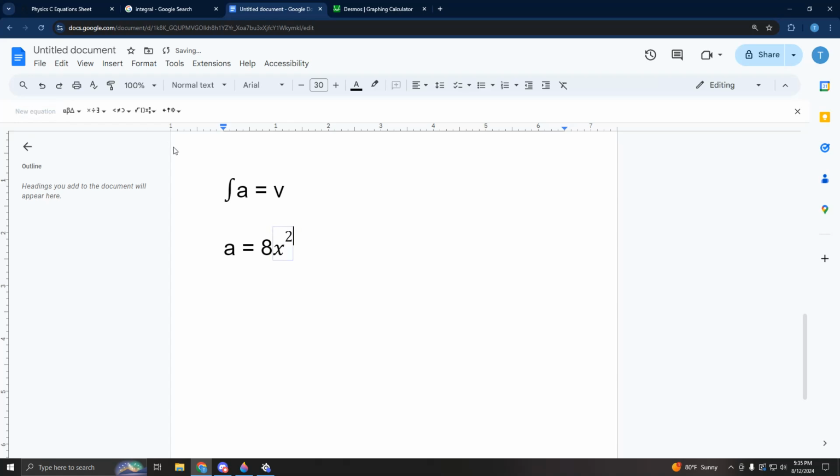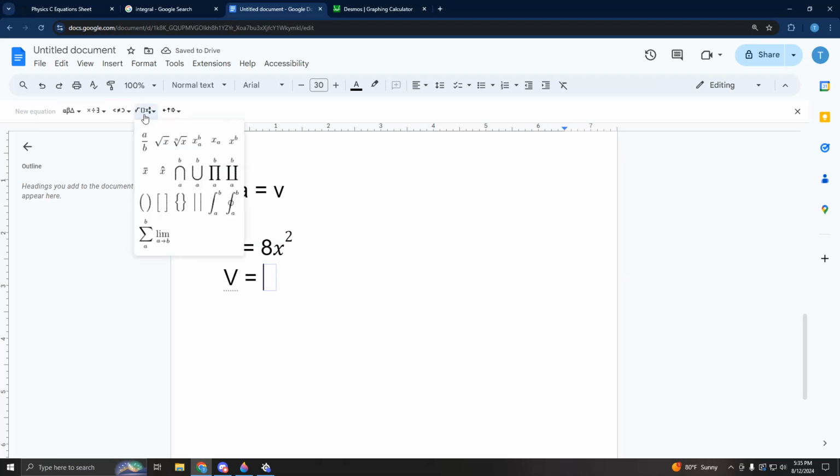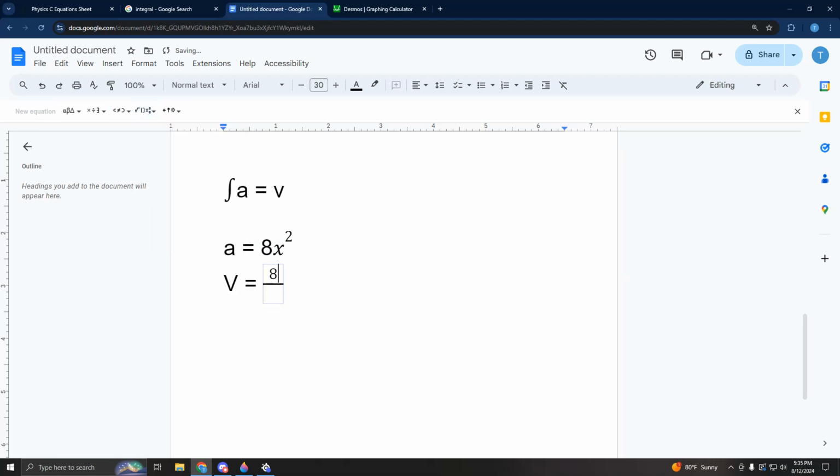8x squared, and it asks you what is the velocity. You would just take the integral of this, which would then be 8x cubed over 3. So it's pretty simple. So that's velocity. And then if you want to find the position given this, so what? Also, I just realized this is an x. This would be a t because it's time. It's always with respect to time when doing acceleration, velocity, and position.